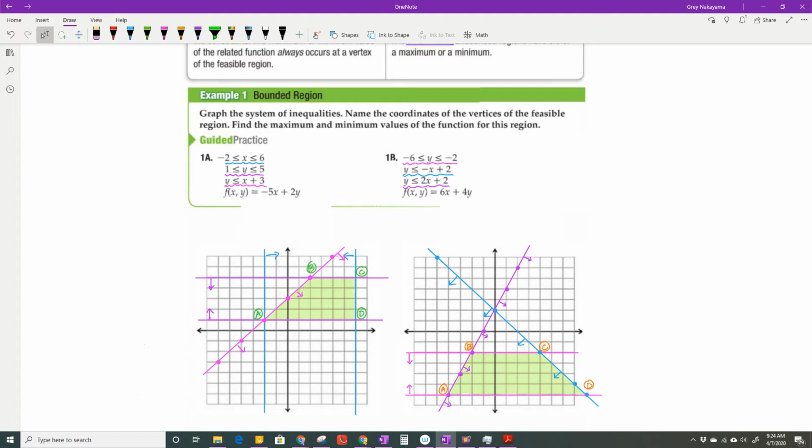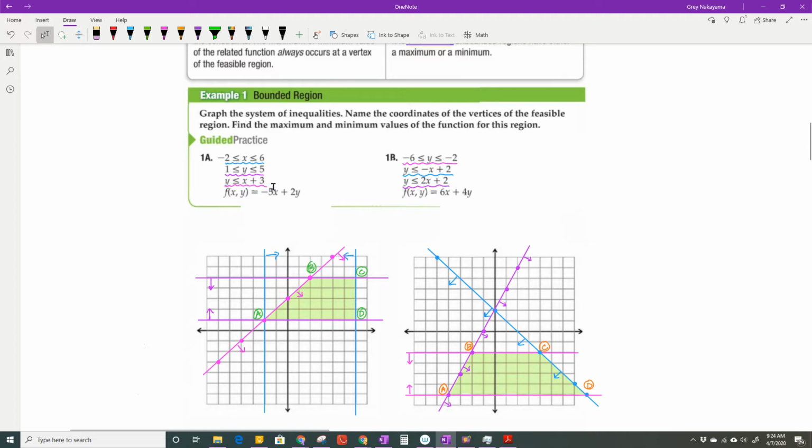Okay, so we have three inequalities here. I hope you remember that x is a vertical line. So this says x has to be between -2 and 6. I got -2 and 6, and it has to be in between those two lines. Y is between 1 and 5. So here's y equals 1, y equals 5. I'm shading in between those.